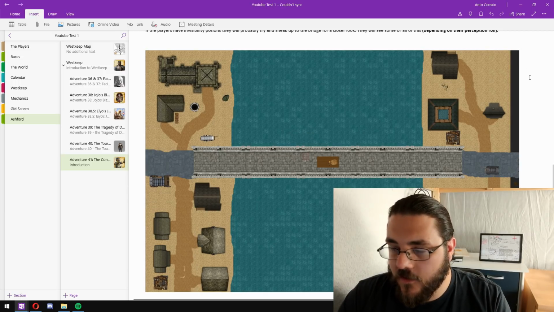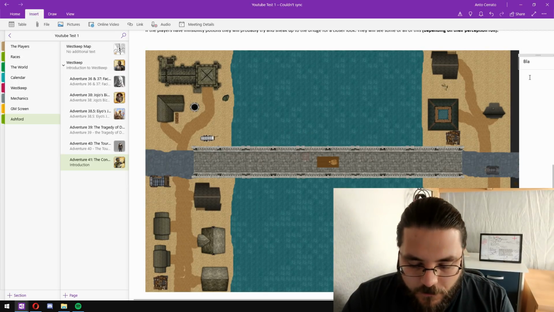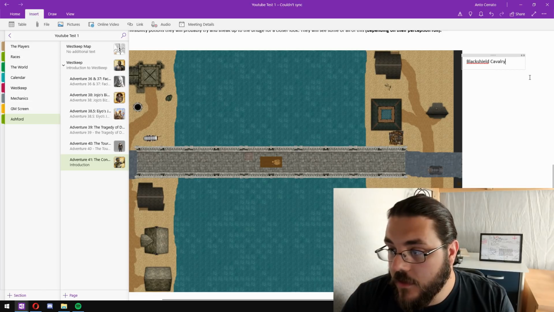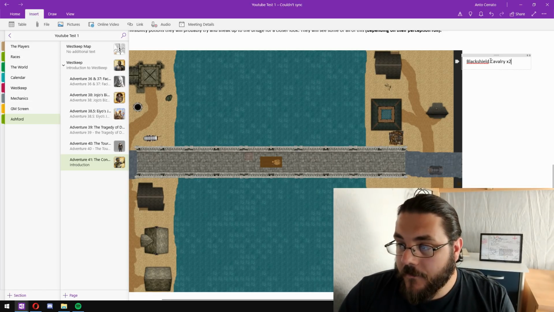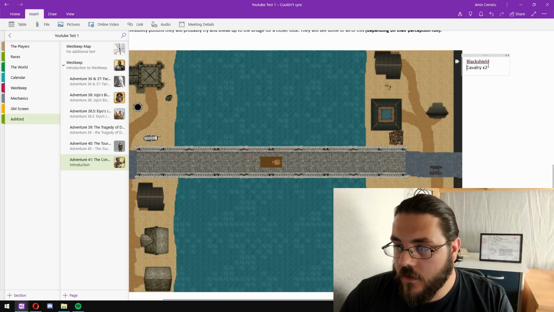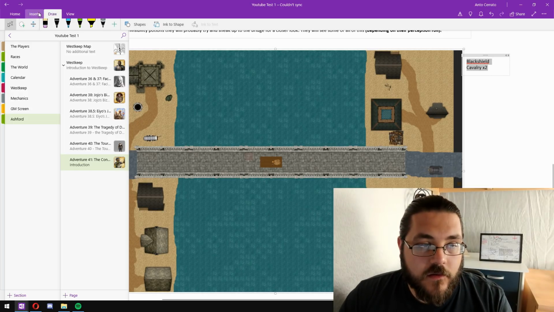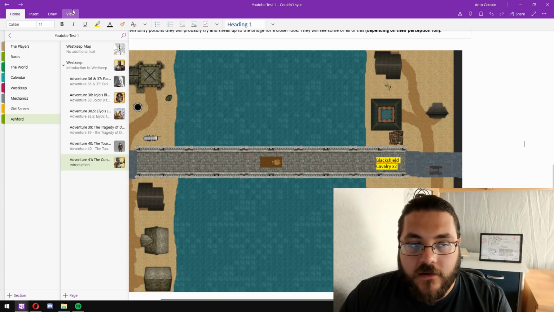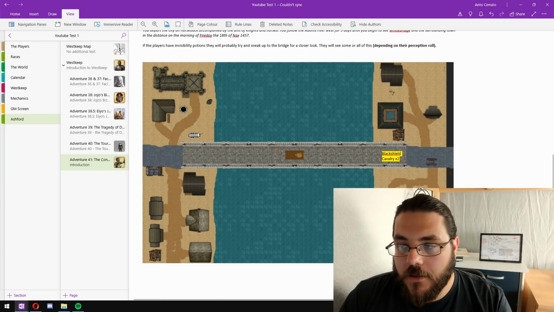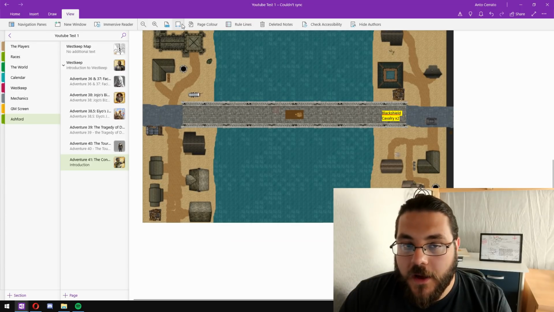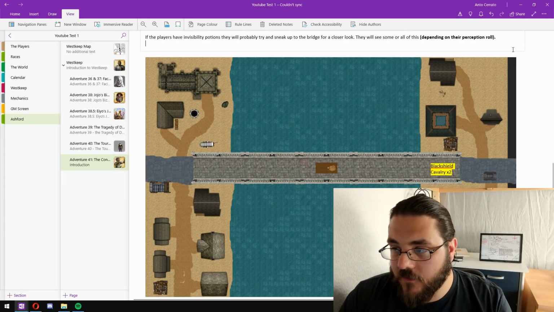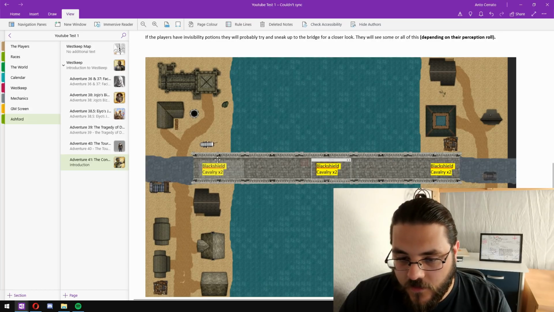So all I want to do is click off to the side, and I will start with some Black Shield cavalry ×2. And what I'm going to do with this text is highlight it yellow and then drag it onto the map. That is how I am going to let myself know what the party will be facing. So resize that. There's going to be a pair of Black Shield cavalry off to that side, and I want another pair over here.